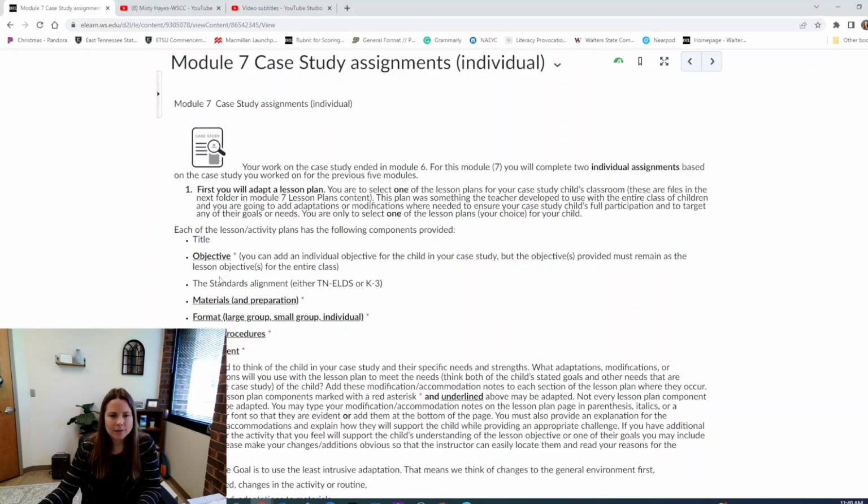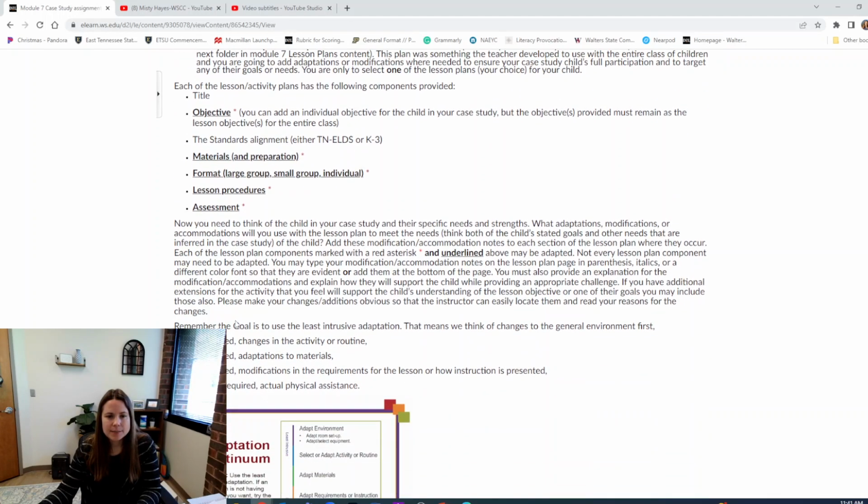So you've got to have the title, you need to have the objective, where you can add an individual objective. Remember, it has to be based on your case study child, okay? But it must remain as the lesson objective for the entire class. You're going to have your standards alignments, your materials, your format. This means are you going to do small group, individual, large group. You're going to have the lesson procedures and then the assessment.